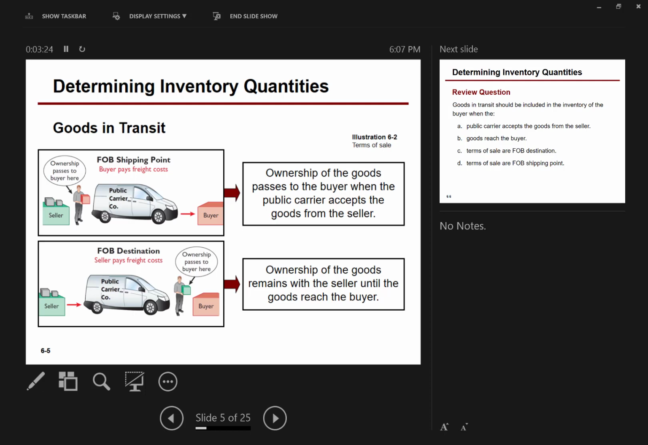If it's free on board destination, title doesn't transfer until the goods are actually received by the purchaser. Take that same scenario where the goods are shipped on December 28th and don't arrive until January 5th. Those goods would be included in the seller's ending inventory and excluded from the buyer's ending inventory. The seller, of course, would not recognize a sale for those items. All of that we talked about last time.